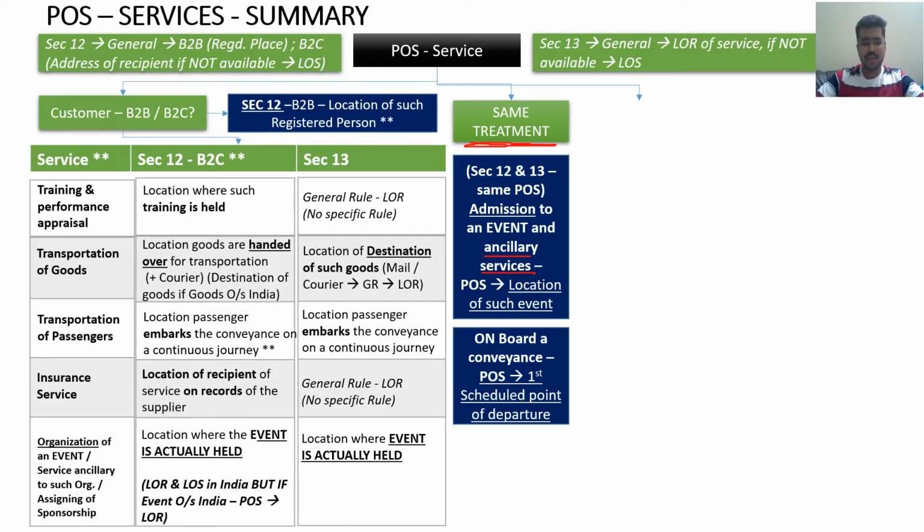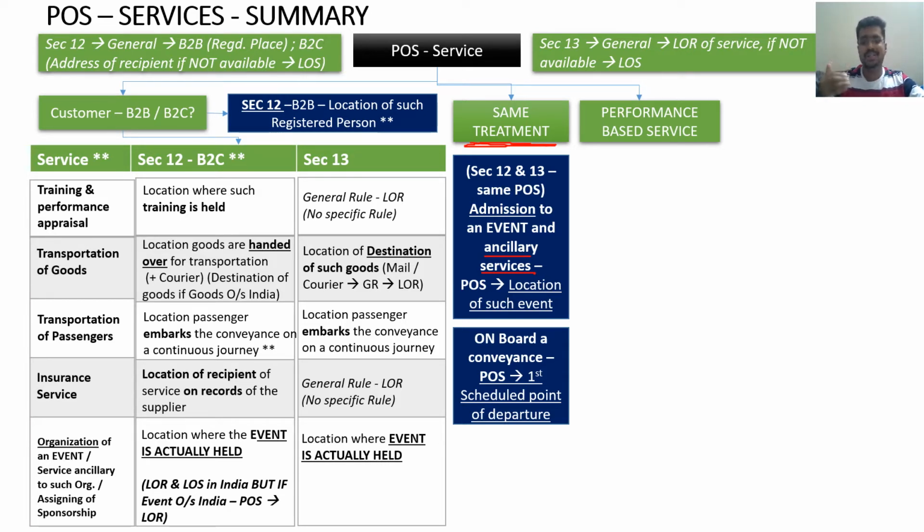You know this T3OI which we saw, and then we've covered admission to an event and onboard a conveyance, right? Having the same treatment for these two. Now, performance based service, guys. So this I have grouped it into performance based. These services, the place of supply will be the place of performance, right?